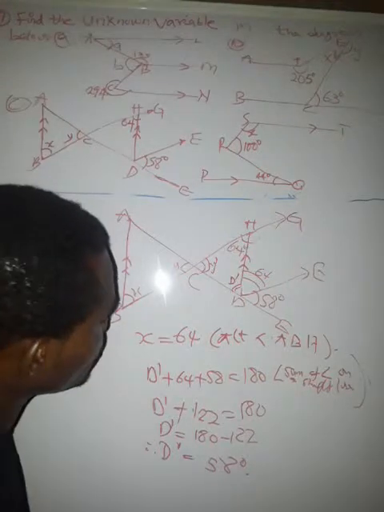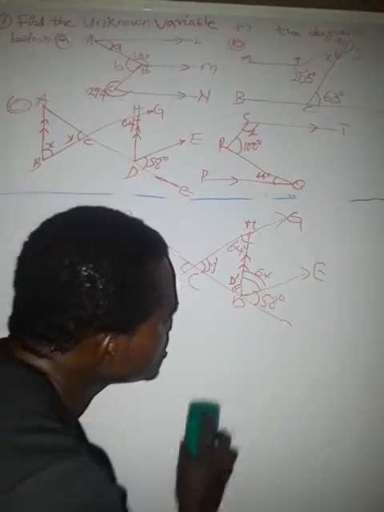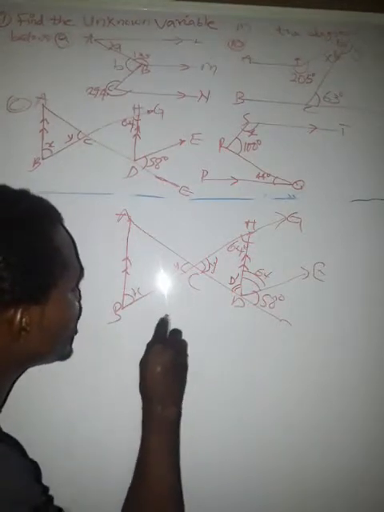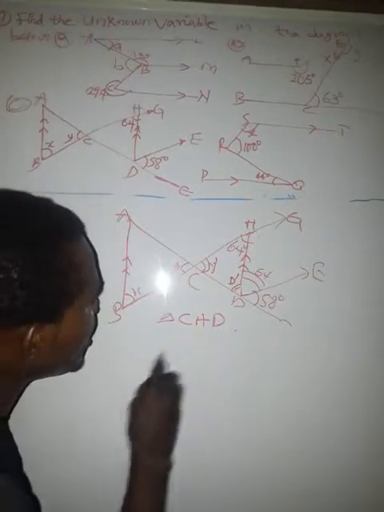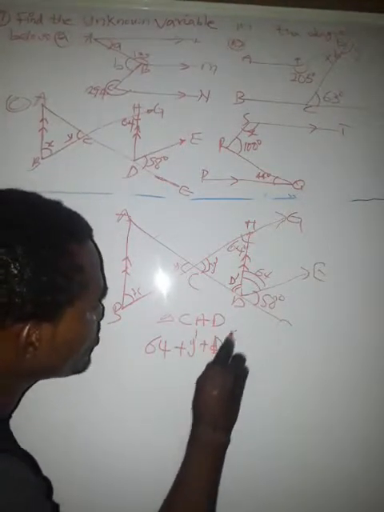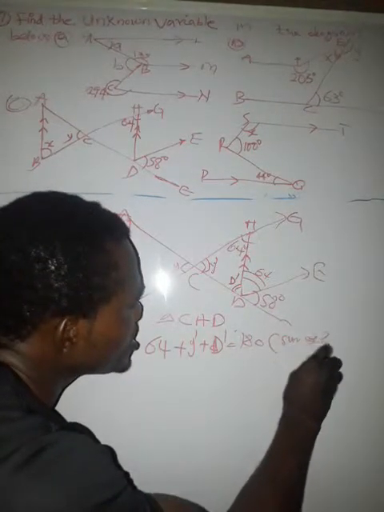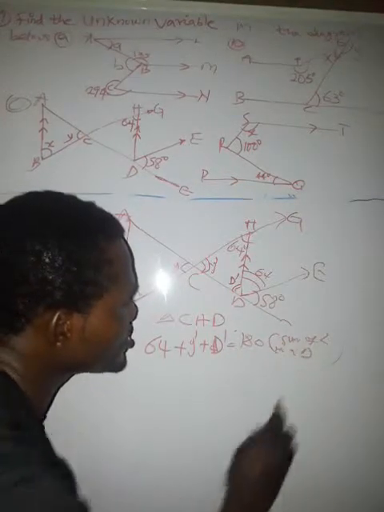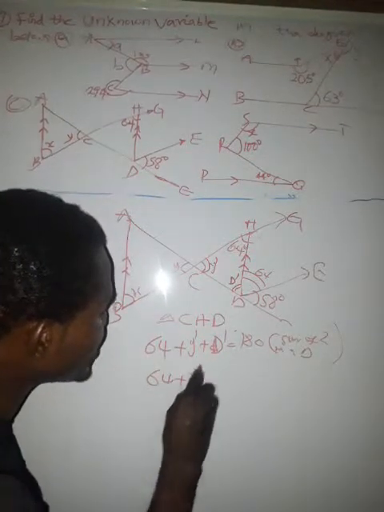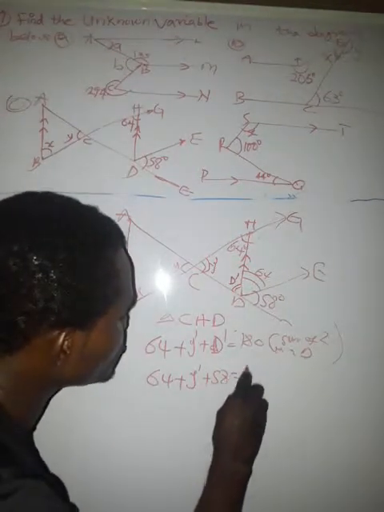Now I can say, from triangle CHD, I'll have 64 plus y prime plus d prime equals 180. The reason is sum of angles in a triangle. So I've already known that this is 64 plus y prime that I'm looking for, plus 58, what I just got, equals 180.